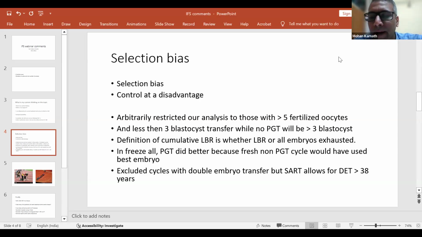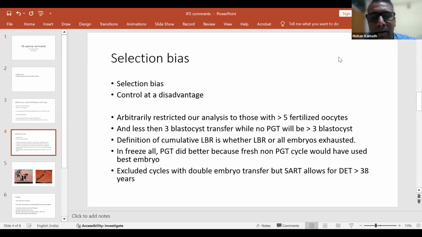Now, if you really go by the cumulative live birth definition, it is either the couple has a baby or they exhaust all the embryos. That is typically against the non-PGTA cycle, because the non-PGTA cycle will lead to more embryo transfers. That is a given, a no-brainer. So they have put the non-PGTA arm at a disadvantage, because I might take 4 embryo transfers to reach a birth in a non-PGTA cycle, whereas in PGTA you might reach it at 2.